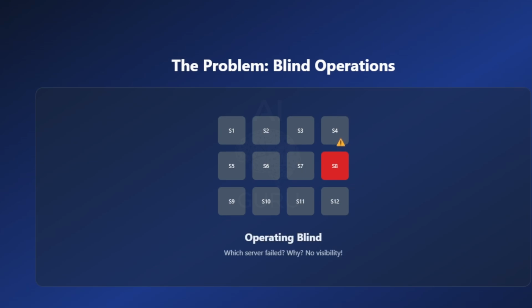These tools move from being a good practice to an essential investment when you get to this level of scale. Without centralized visibility, you are operating completely blind. When a server goes down, you have no idea why or what triggered it.